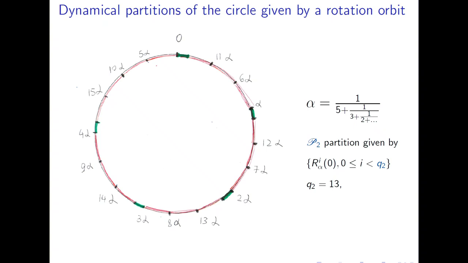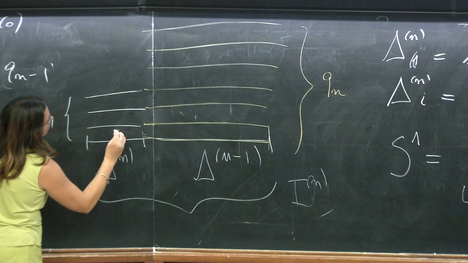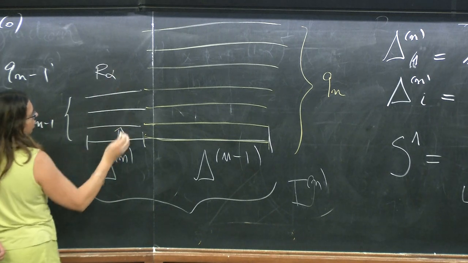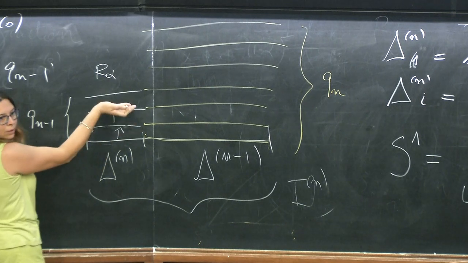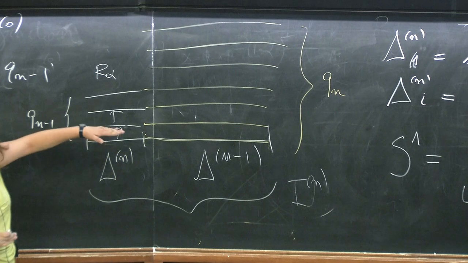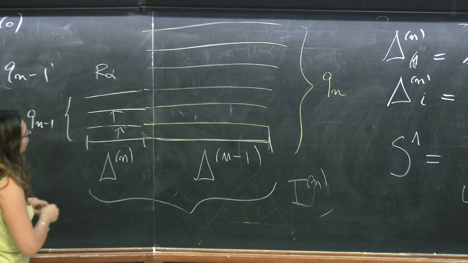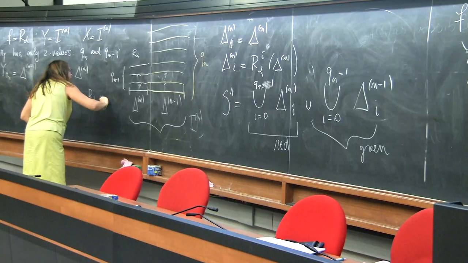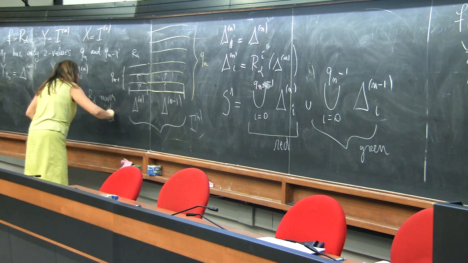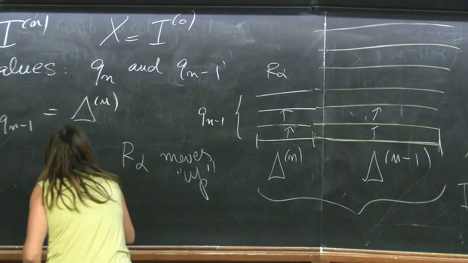But in these simplified pictures of towers, I'm ignoring in which order they appear, and I'm stacking them in their natural order. Okay? So in this picture, the rotation moves up. This floor is the image by the rotation of the previous. The next floor is the image. I'm pictorially drawing the images by the rotation on top of each other. So R alpha moves up, and up to the top.